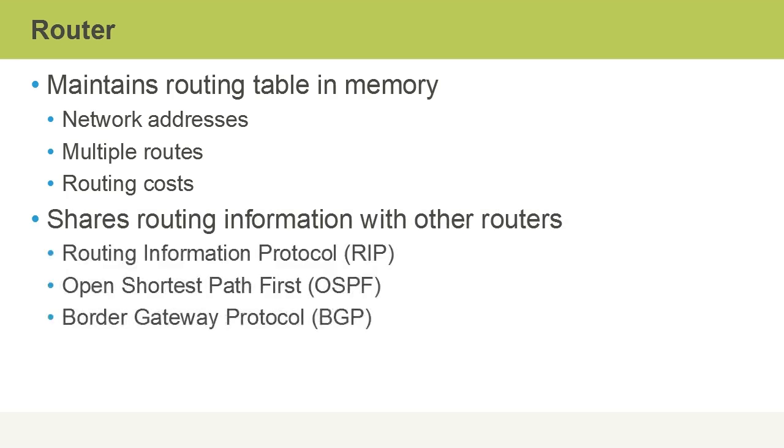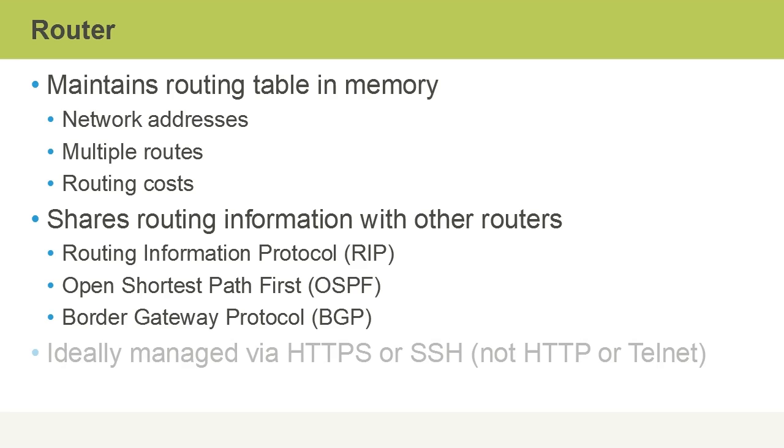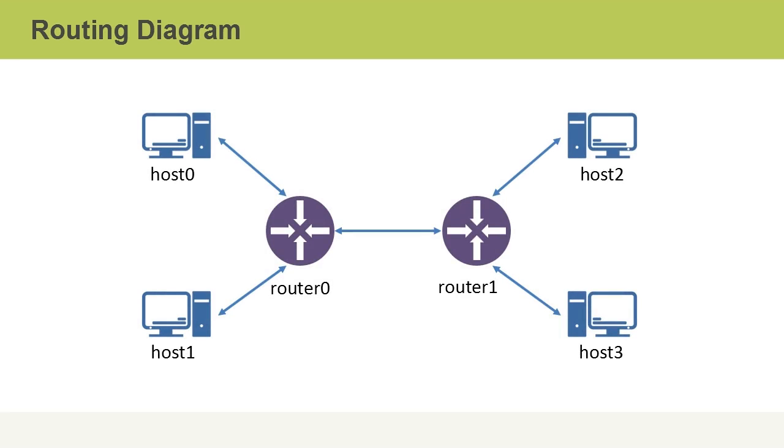Routers also share routing information with other routers using routing protocols such as RIP, the Routing Information Protocol, OSPF, Open Shortest Path First, and BGP, the Border Gateway Protocol. Routers are ideally managed over the network by administrators via HTTPS or SSH as opposed to the insecure counterparts of HTTP or Telnet.